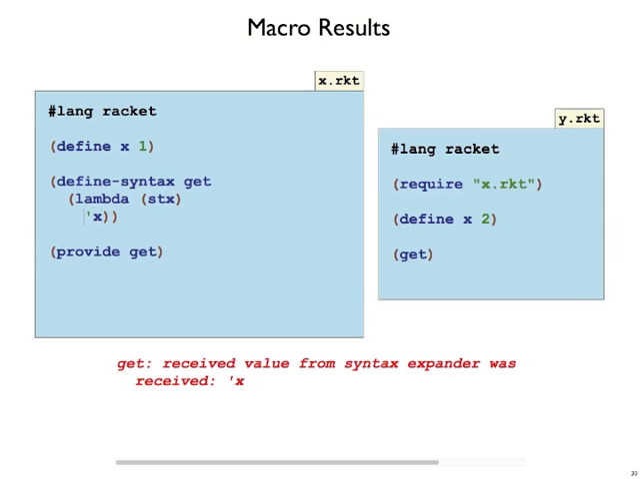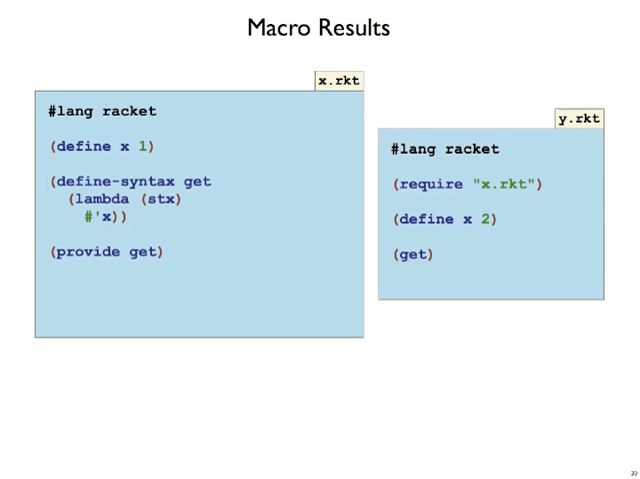So instead of a symbol x, we do something very similar, but we return a syntax object x, right? Just by using hash-quote instead of quote. This time it'll work, and it'll work as before. We got the number 1, not the number 2, because this syntax object here knows where it came from in a way that a symbol doesn't.